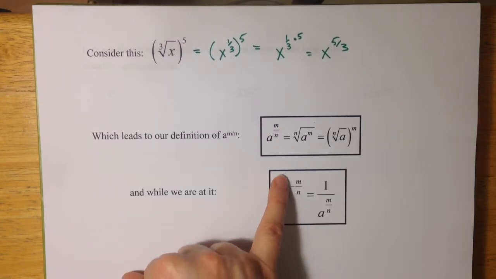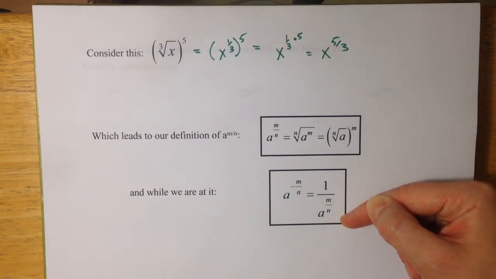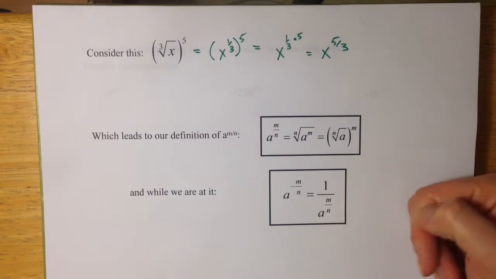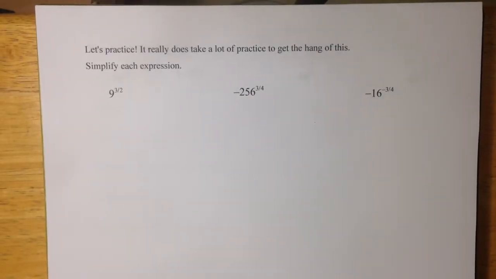If you have something to a negative power, that's the same as 1 over the thing to a positive power. If the power happens to be a fraction, no big deal. Okay, let's practice. It really does take a lot of practice to get the hang of this.